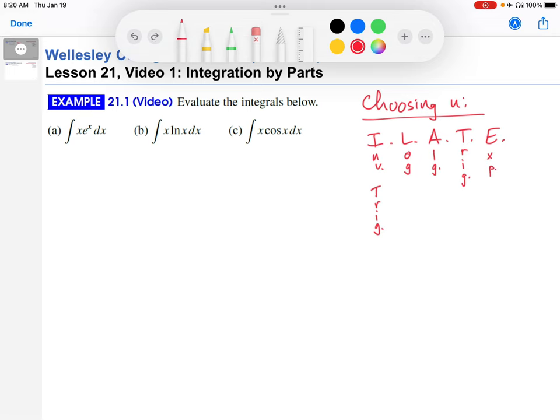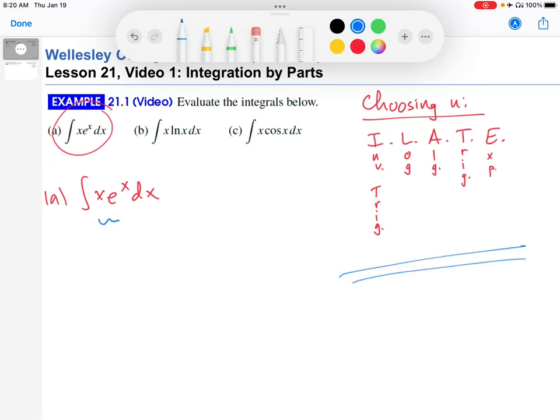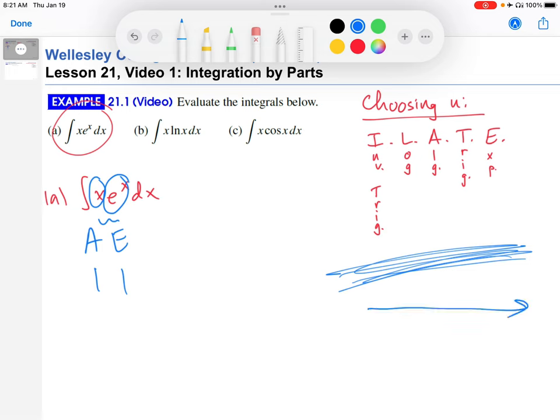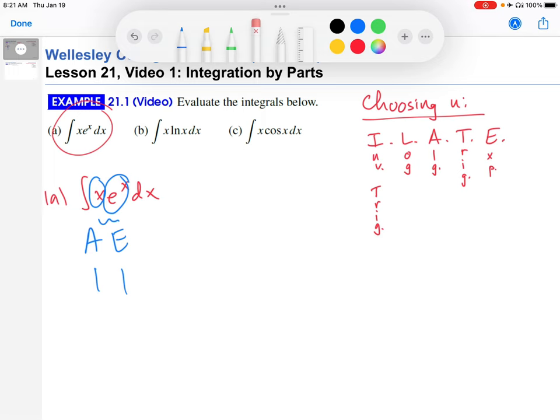So now let's go back to that initial example: the antiderivative of x e to the x. If I'm going over to the acronym, I have to identify the functions in the integrand. x is an algebraic function, and e to the x is an exponential function. So I have an A and an E, and in my ILATE acronym, going from left to right, A comes before E. So my choice for u is going to be the A function here, which is x. So I'm going to choose u equals x.